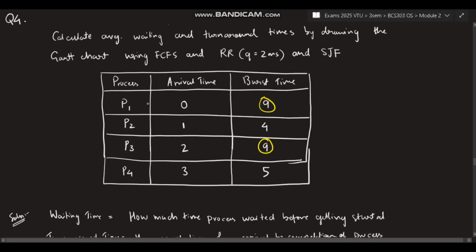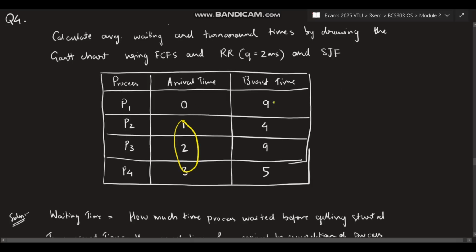Now what happens? P1 came at 0. 9 seconds are there, so it will get executed. First 9 seconds will execute. After it completes in 9 seconds, we will check which one is shortest, because by 9 seconds all of these have arrived. Once all of these have arrived, only then will we be able to check. We can't check at the start because at that point only P1 is present and it starts executing, and these others come after the 0th second.